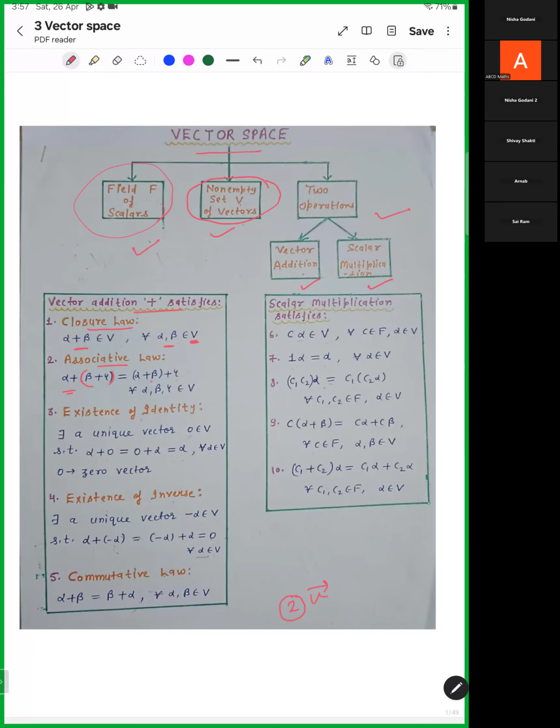If you have three numbers, if you add the first two and then the third one, or if you add the last two and then add the first one, you will have the same value. Okay, so this associative law is also satisfied there.